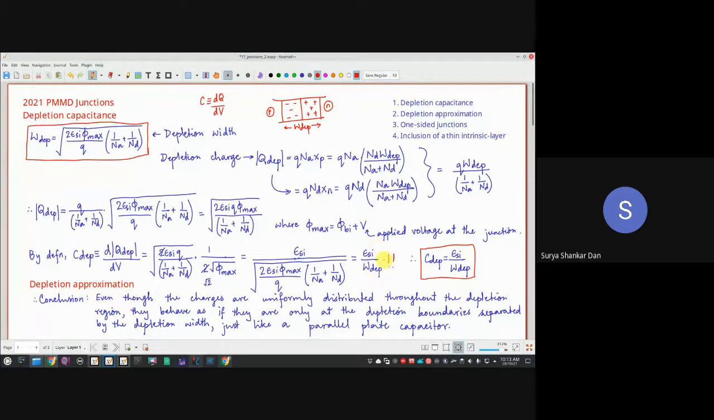What does it imply? Look, if you go through the standard Streetman or any of these BTech level textbooks, what they will say is that the depletion capacitance C_dep is equal to epsilon_si by the depletion width. But you have to keep in mind that this is the expression for a parallel plate capacitor.